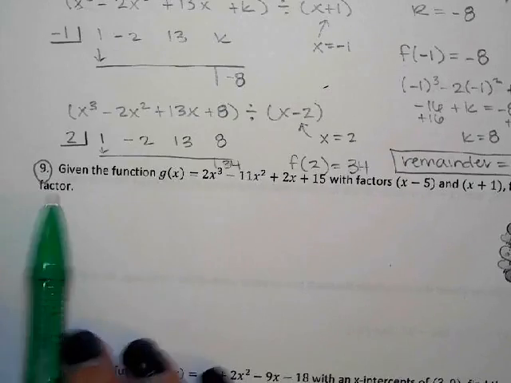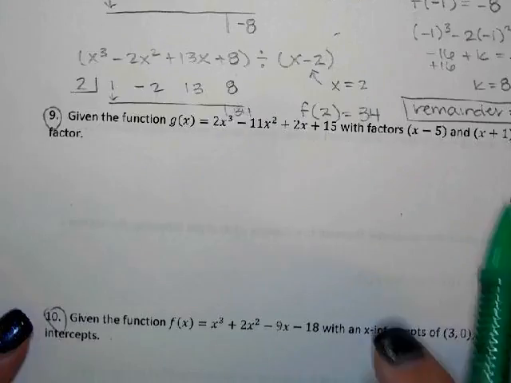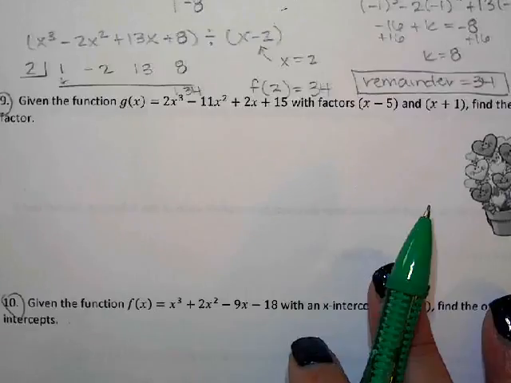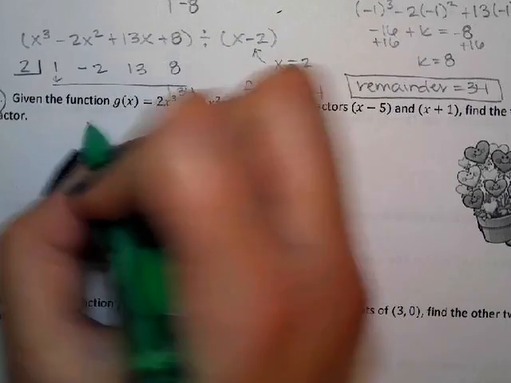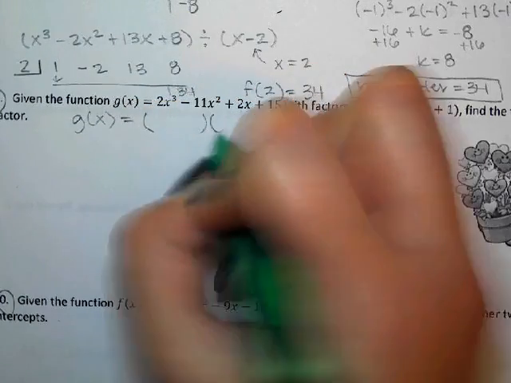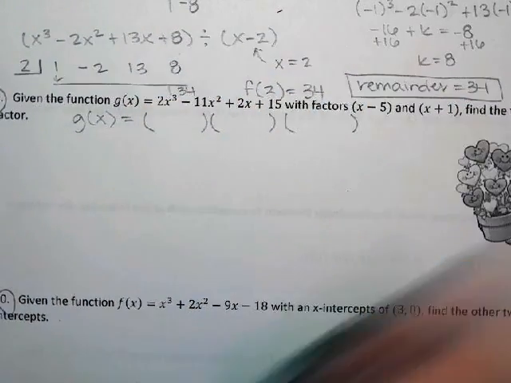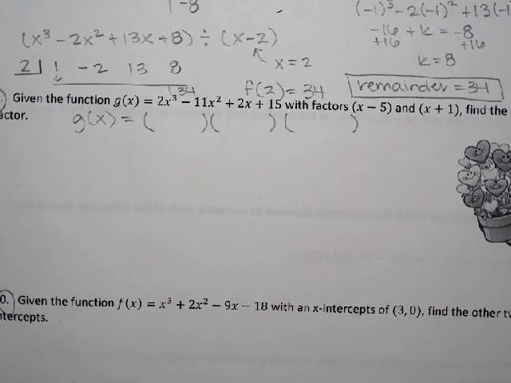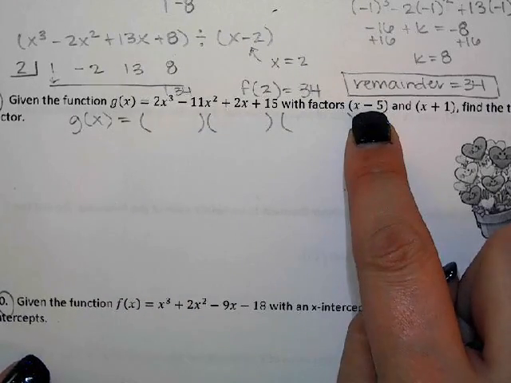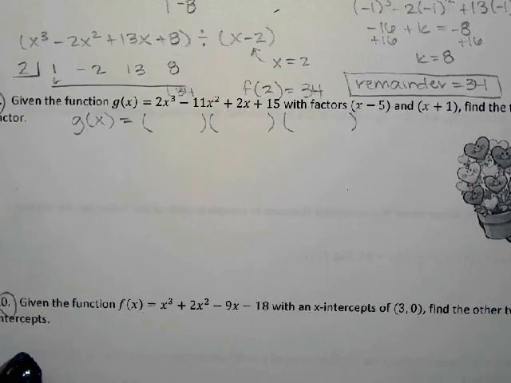Number 9 says, given the function that has these two factors, find the third factor. So when they phrase it like that, what they mean is that g of x can be written as one factor times another factor times another factor, and they want you to find the three factors that it can be written as. So when I did this problem, I took the problem and I divided it by one factor, and then I divided it by another factor, and that found me the third factor.